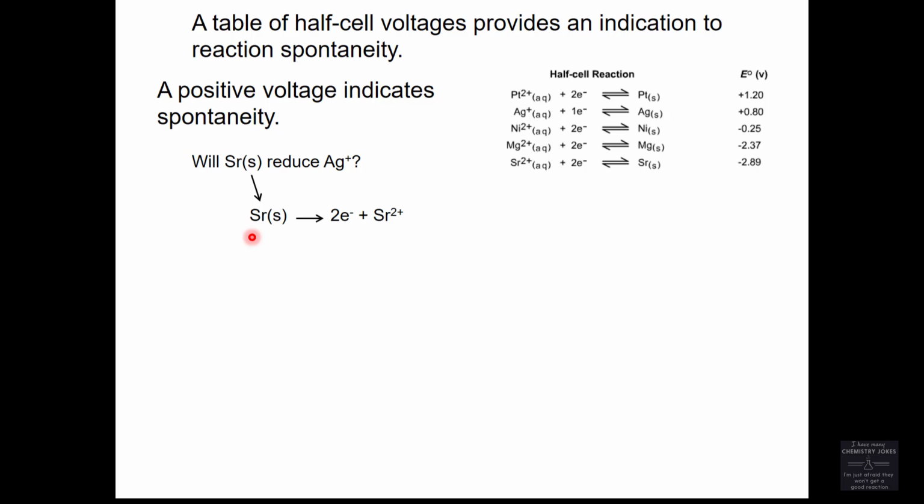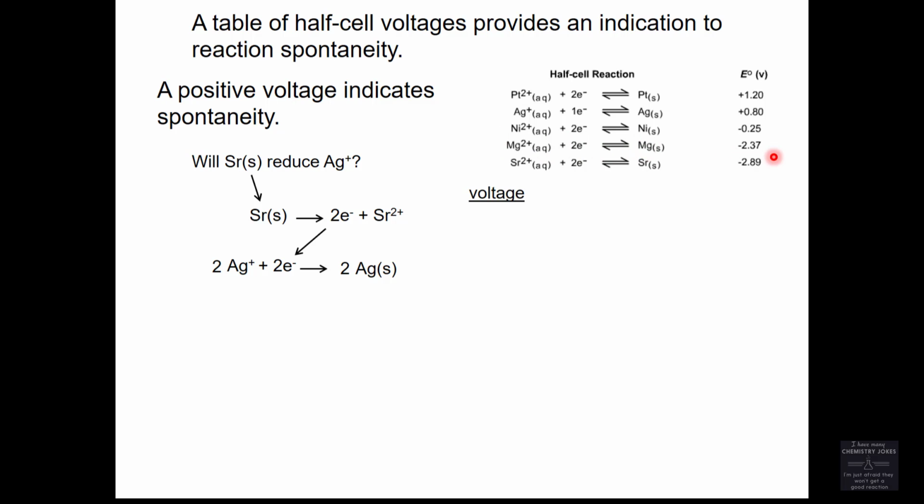So here is the half reaction where strontium is losing electrons, 2 of them. And here's the half reaction where silver is gaining them. But wait, silver is only a +1 ion. So we need 2 silver +1s to balance out the 2 electrons that strontium gives away. So then if I consider is this reaction spontaneous or not, I'm going to look at my voltage.